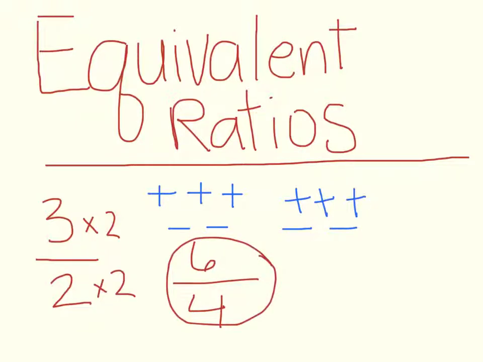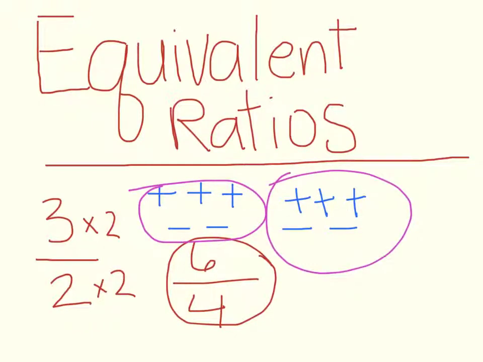And remember, with the picture, you can always go back and boil it down. You can start circling groups of the original ratio, 3 plus signs for every 2 minus signs, and if it's equivalent, you won't have anything left over, or you won't have uneven groups.